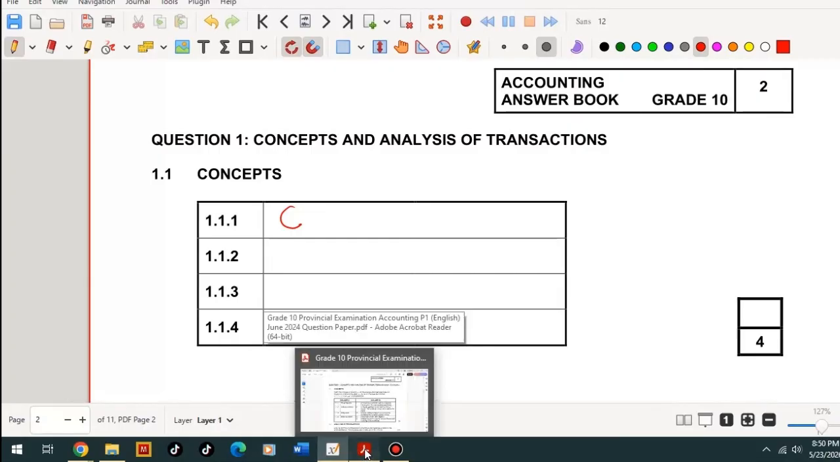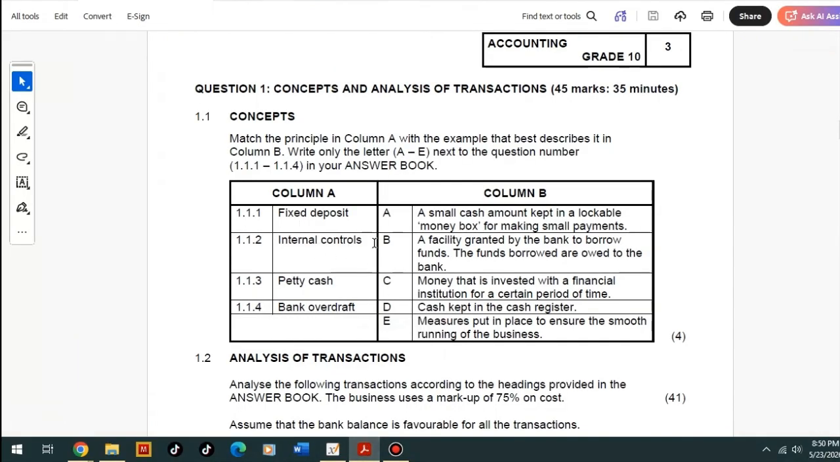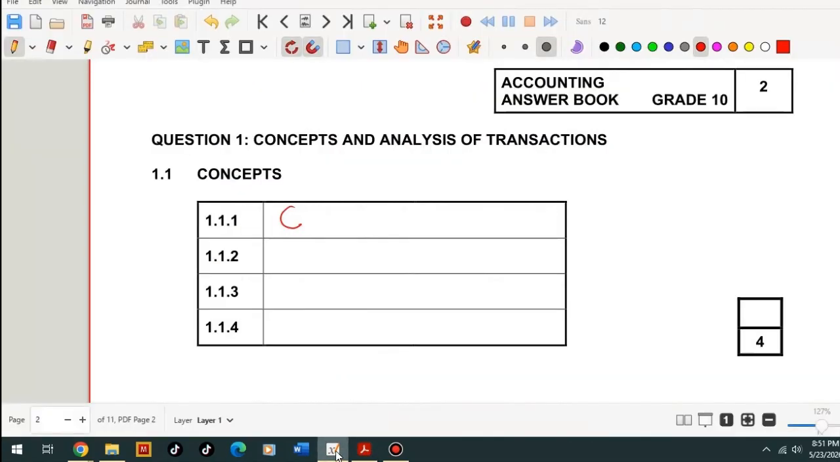Then the next question. Internal controls. So these are measures that are taken by your business to prevent the loss of assets. Those are internal controls. So it would be detective measures, with preventative measures. So the answer that is available here is letter C. Internal controls are measures put in place to ensure smooth running of the business. So it's letter K.